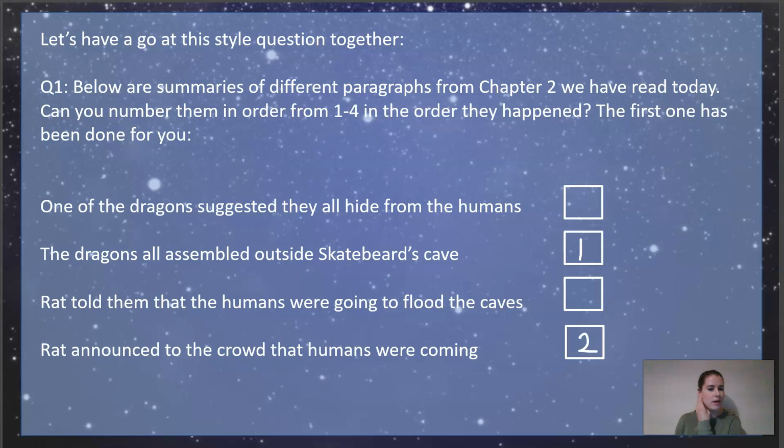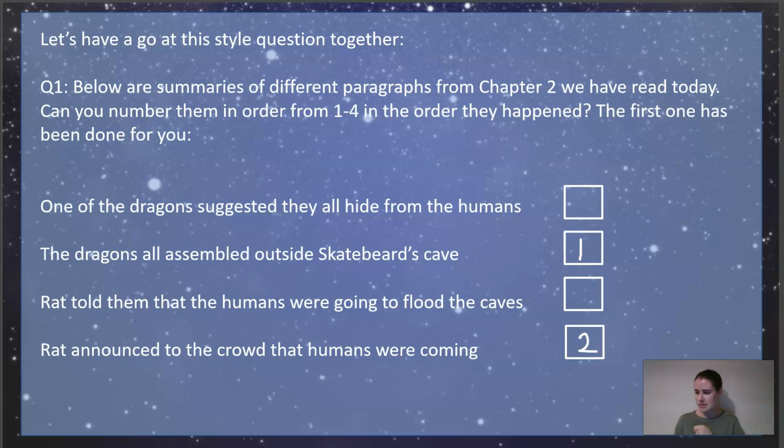So Rat announced to the crowd that humans were coming, okay. So she has made the announcement to all of the dragons. Now I need to think about what happened after she made the announcement. Well, I know from memory that the dragons had a reaction to it, so I need to have a look and find that reaction, okay?